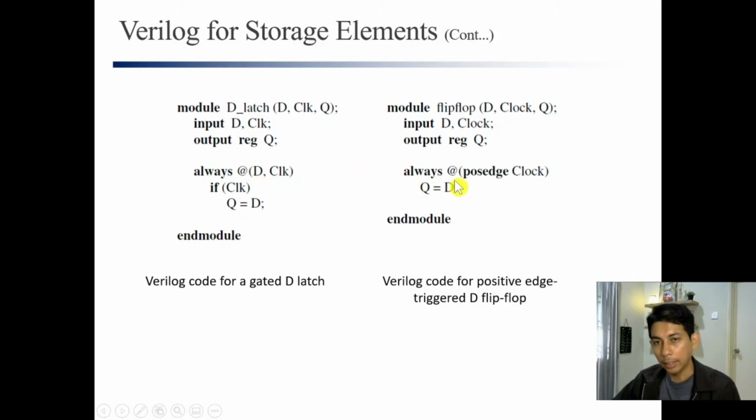But if you want to create the edge triggered flip-flop, you need to write this posedge. This is a positive edge triggered flip-flop on clock. Then Q equal to D. This will give you the positive edge triggered D flip-flops.